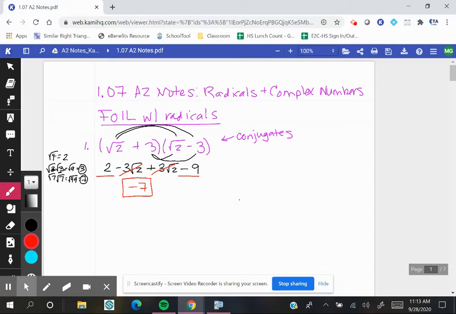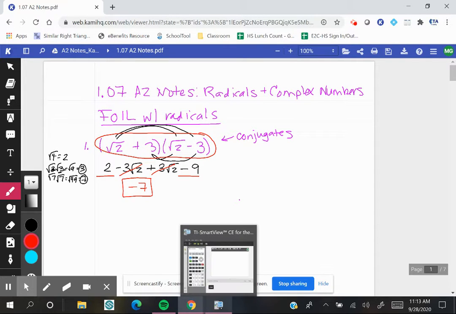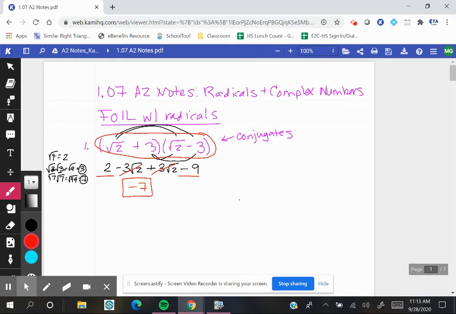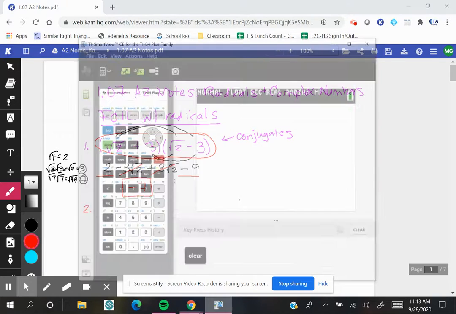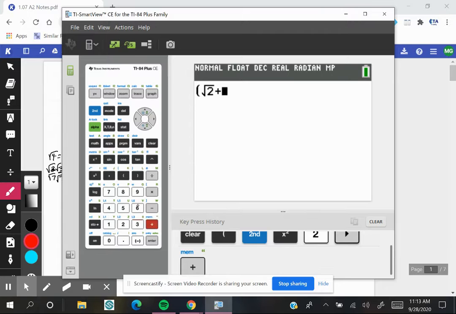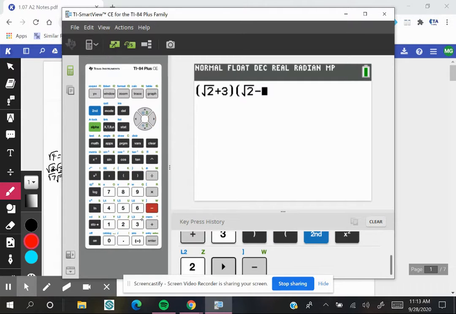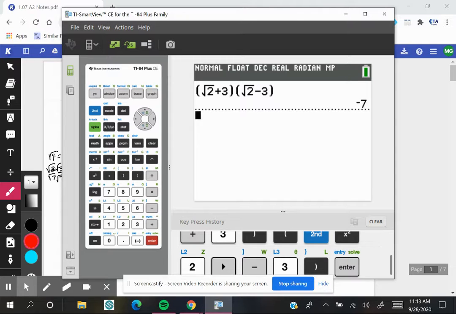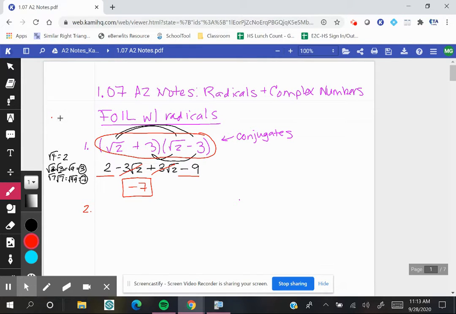The good news is if you typed this whole thing into your calculator right now and hit enter, you would get negative 7 for your answer. So these can be checked in your calculator. I'll show you real quick on this one. You're going to type in rad 2 plus 3, and then rad 2 minus 3. And it gives you negative 7. So it's a great way to check, but of course I need to see your work.